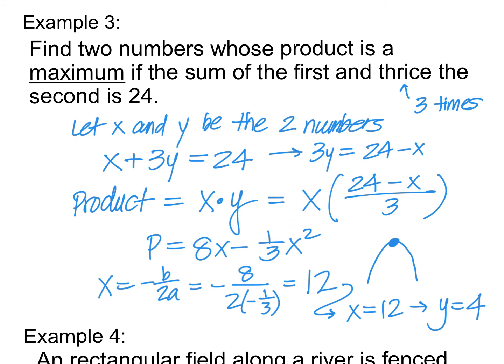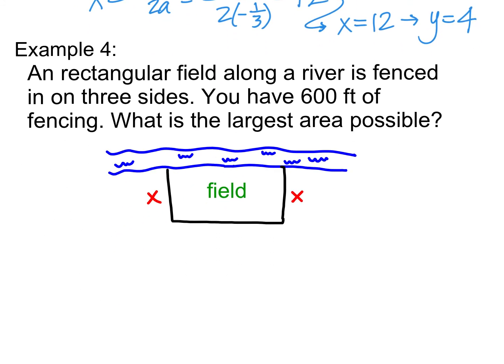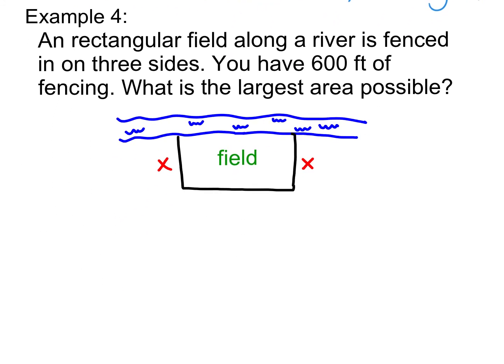Next, we are going to look at this word problem. A rectangular field along a river is fenced in on 3 sides. You have 600 feet of fencing. What is the largest possible area? So these black segments are the fence. One side of it is x, so the other side of it is also x. Now, if I used up x here and x here, how much fencing is left?